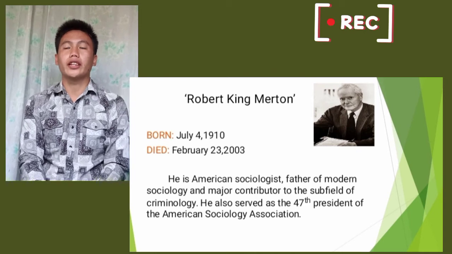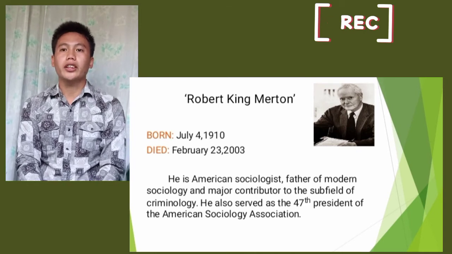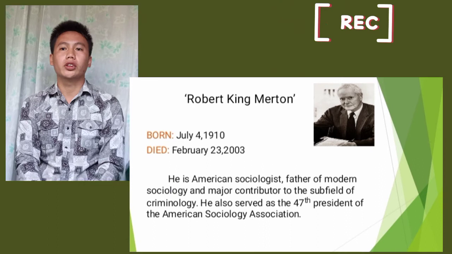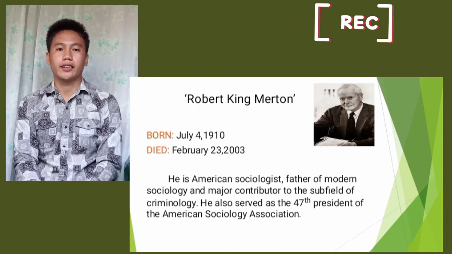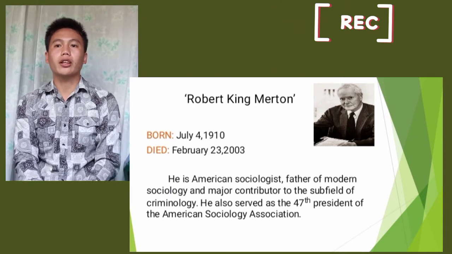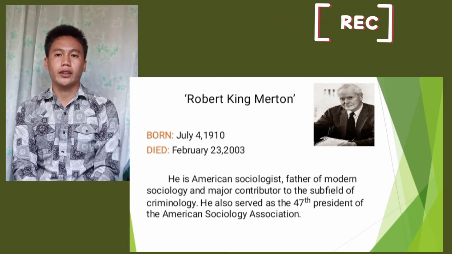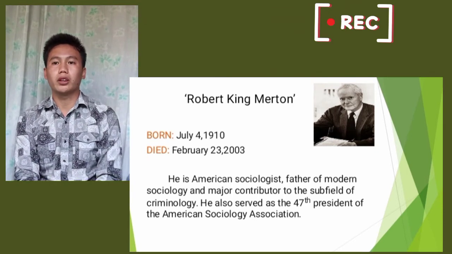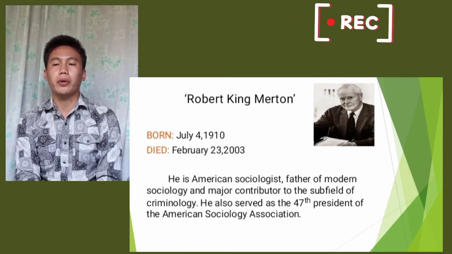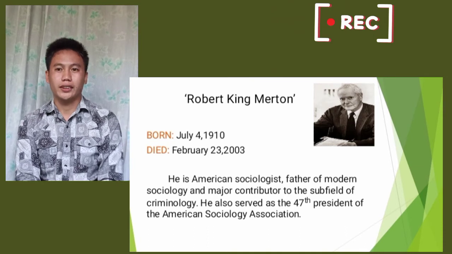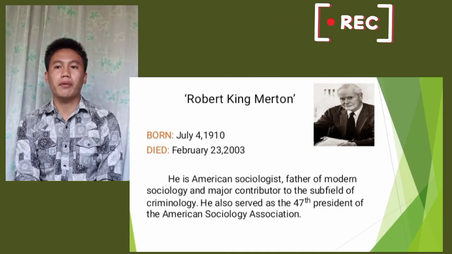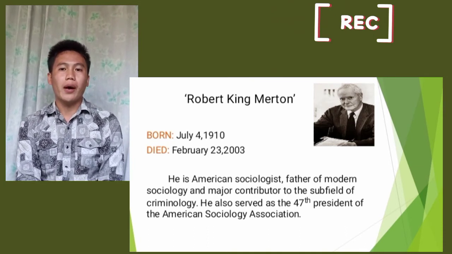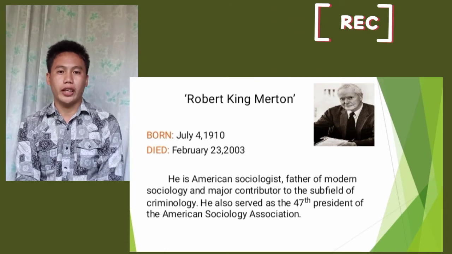Who is Robert King Merton? Robert King Merton was born on July 4, 1910 and died on February 23, 2003. He was an American sociologist, father of modern sociology, and a major contributor to the subfield of criminology. He also served as the 47th president of the American Sociological Association.